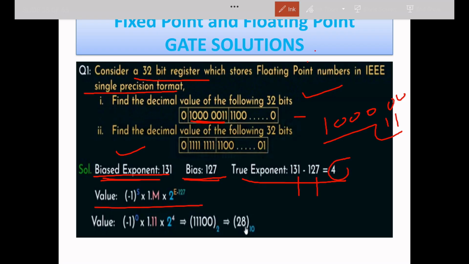So the value is equal to, this is the representation, minus 1 to the power s, because this is a positive number. Minus 1 to the power s, 1 point mantissa, times 2 to the power e minus bias. Bias is 127, so the value is minus 1 to the power 0, 1.11. Why 1.11? Because your mantissa is only 1 1, after that 0. So I am writing 1.11. 2 to the power e means 2 to the power 4. Already we discussed. So this is the binary form, then you can find the decimal form.